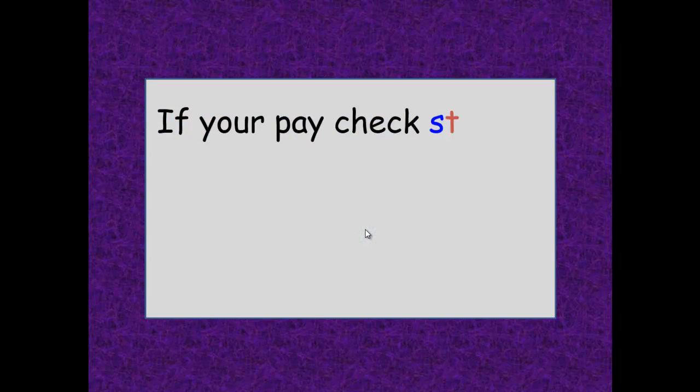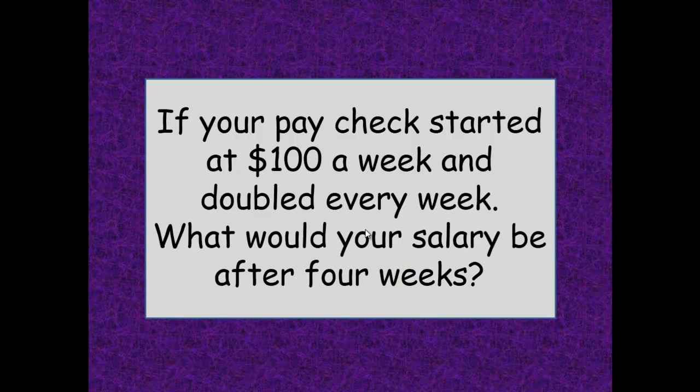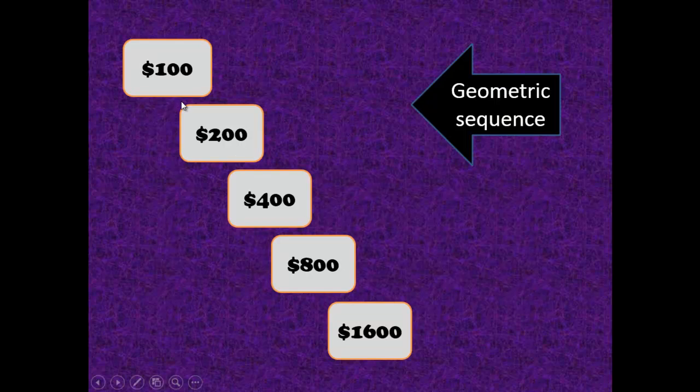Now, let's check the second problem. If your paycheck starts at $100 a week and doubles every week, what would your salary be after 4 weeks? Starting is $100. After 1 week is $200, after 2 weeks is $400, until after 4 weeks is $1,600.